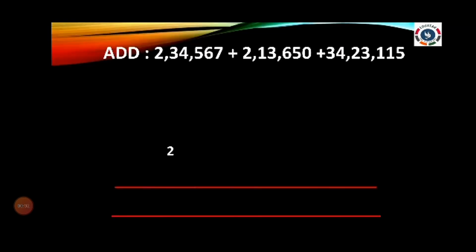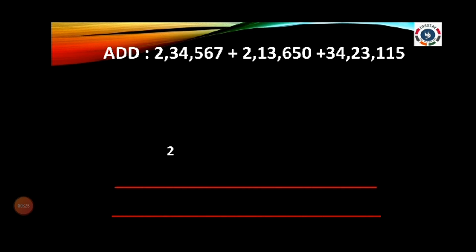We are going to add large numbers. Add. What is given? Read the question first. 2,34,567 plus 2,13,650 plus 34,23,115. First of all, we have to fill the numbers according to the place value chart.